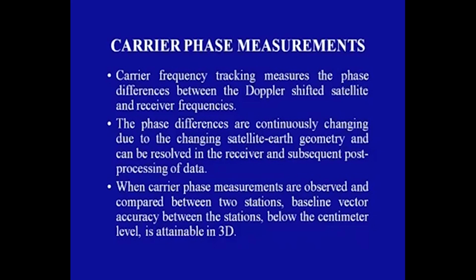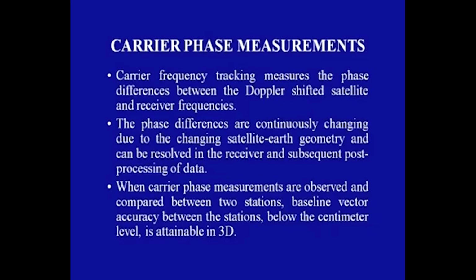In order to understand the positioning system, let us look at the carrier phase measurement, which actually helps us in identifying what is the time difference between the satellite transmission and the receiver obtaining the signal. Carrier frequency tracking measures the phase differences between the Doppler shifted satellite and the receiver frequencies. The phase differences are continuously changing due to the changing satellite earth geometry and can be resolved in the receiver and the subsequent post processing of the data.